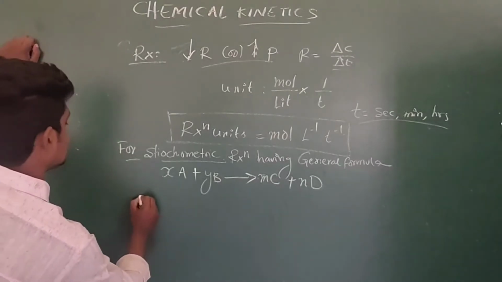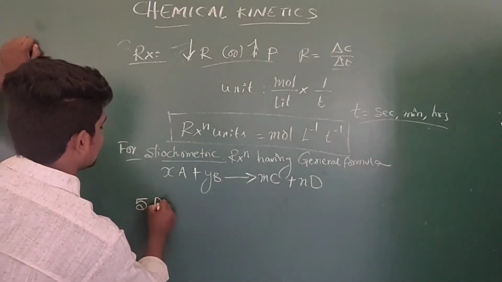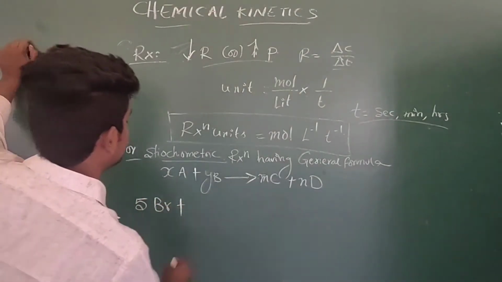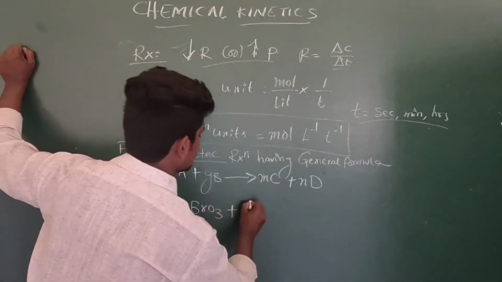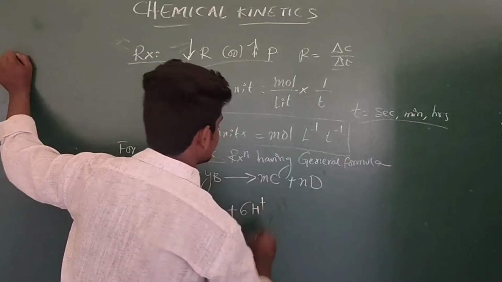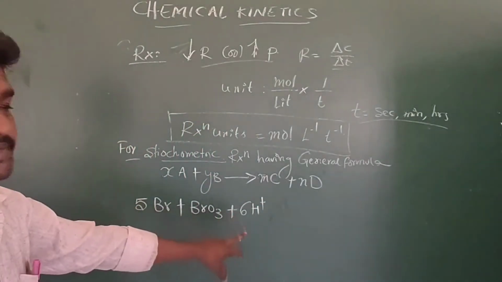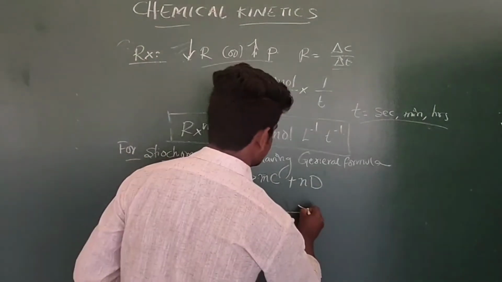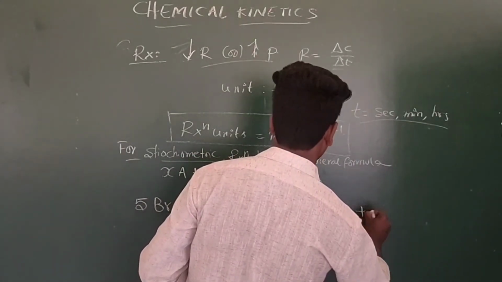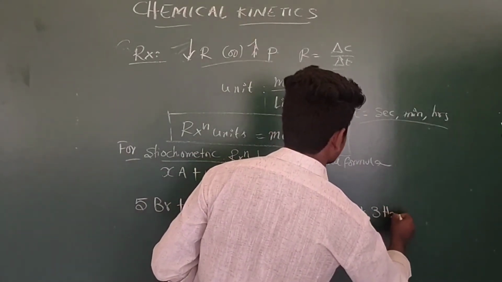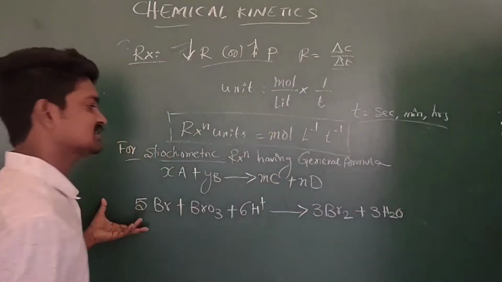So we take 5Br⁻ plus BrO3⁻ plus 6H⁺ gives rise to 3Br2 plus 3H2O. This is the equation.